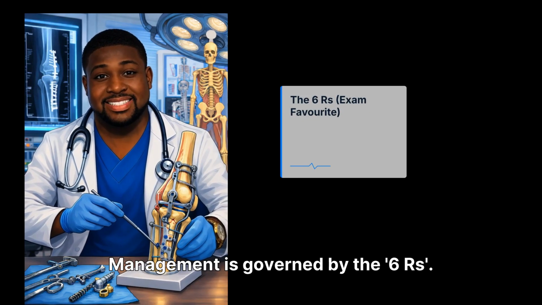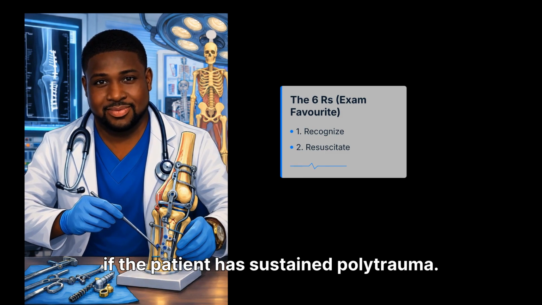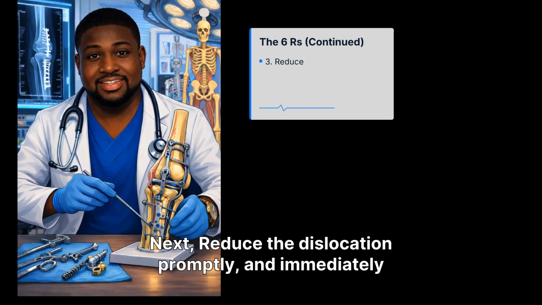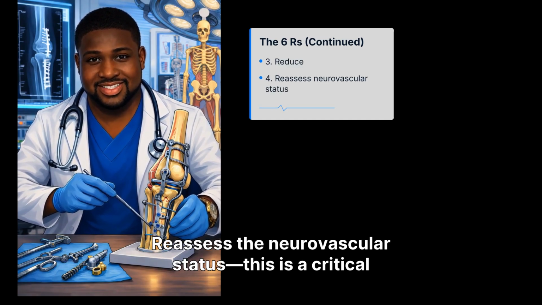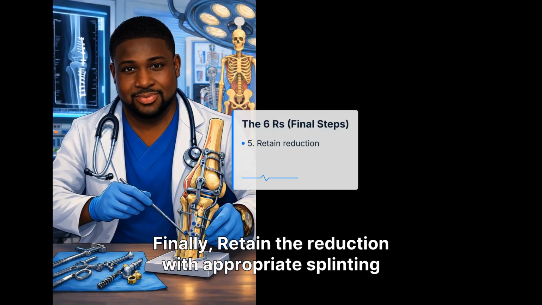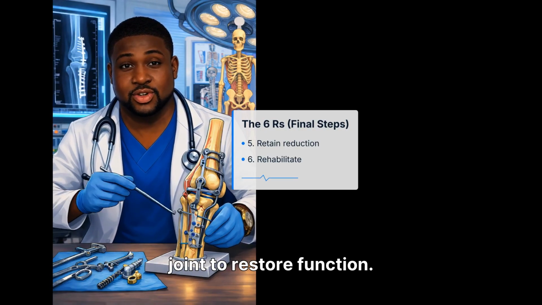Management is governed by the 6 R's. First, recognize the injury, and second, resuscitate if the patient has sustained polytrauma. Next, reduce the dislocation promptly and immediately reassess the neurovascular status. This is a critical step often tested. Finally, retain the reduction with appropriate splinting or bracing and begin to rehabilitate the joint to restore function.